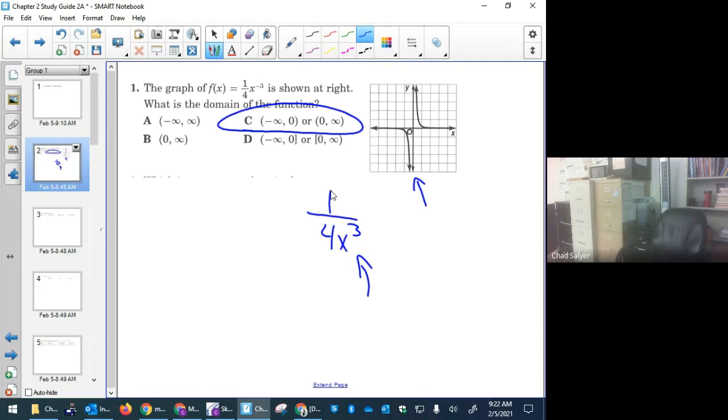Notice the difference between C and D. D includes 0, so that's not right. We want to exclude 0. C is the correct answer. Questions about that one? Okay, cool.